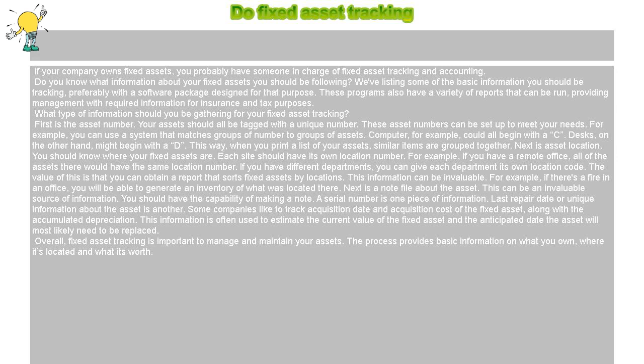Next is a note file about the asset. This can be an invaluable source of information. You should have the capability of making a note. A serial number is one piece of information. Last repair date or unique information about the asset is another.